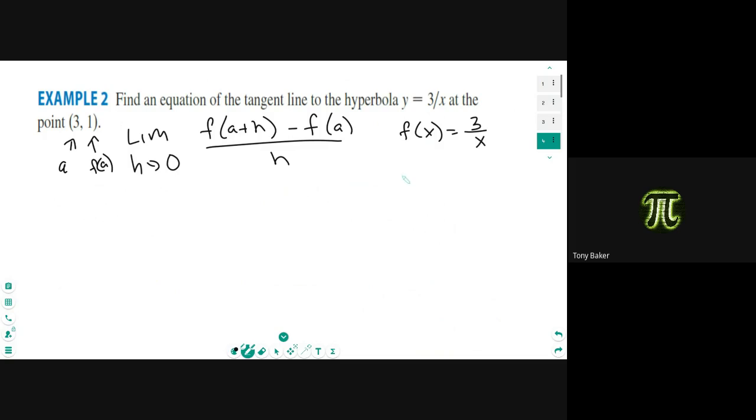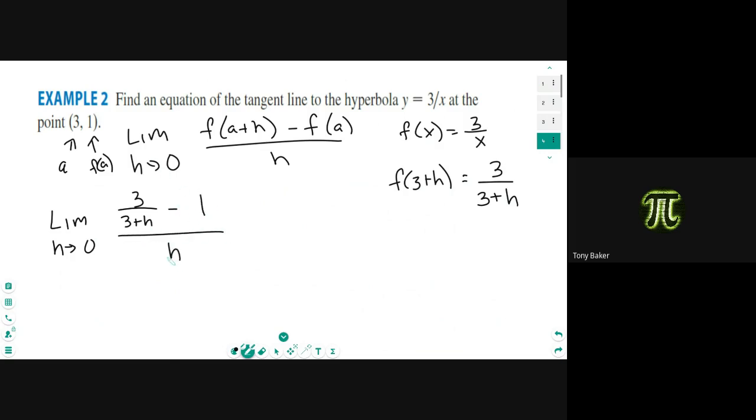All right, so what is f of a plus h? Well, a is what? 3, right? So what's f of 3 plus h? Remember, all that does is just replace the x. So I have 3 over 3 plus h minus 1 over h.